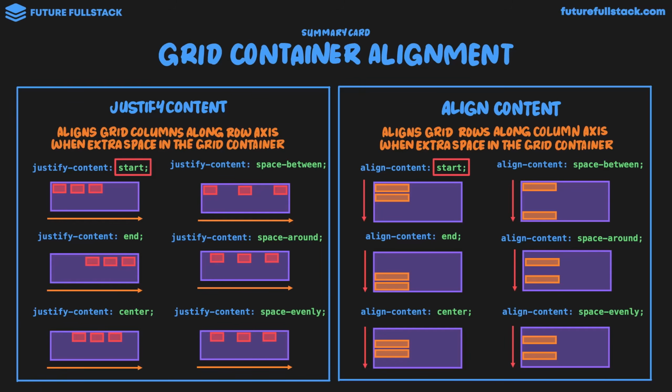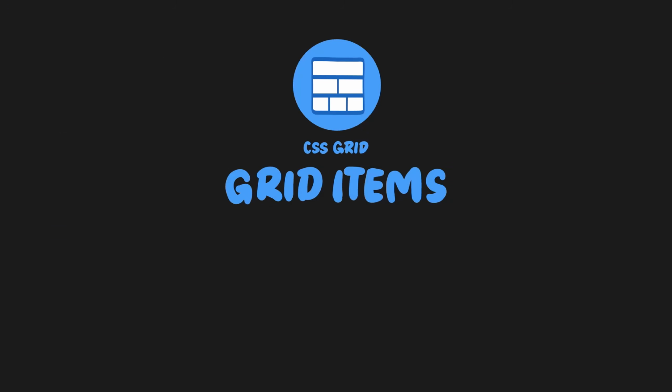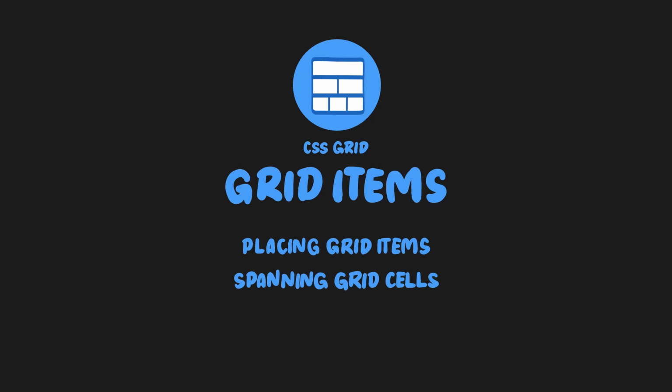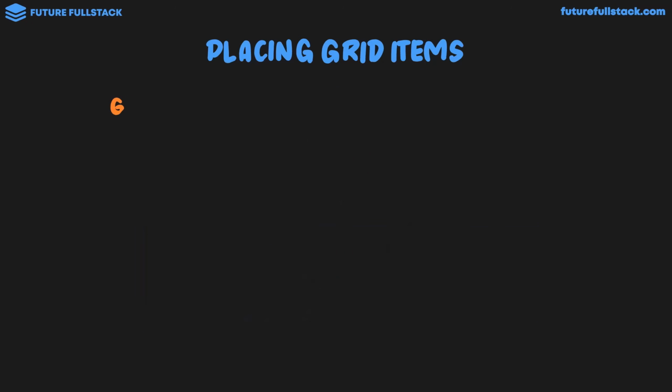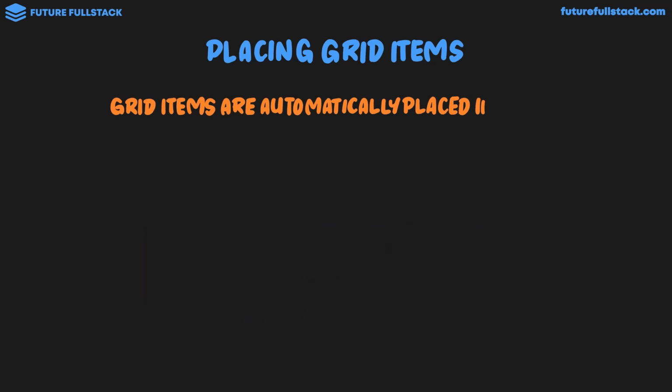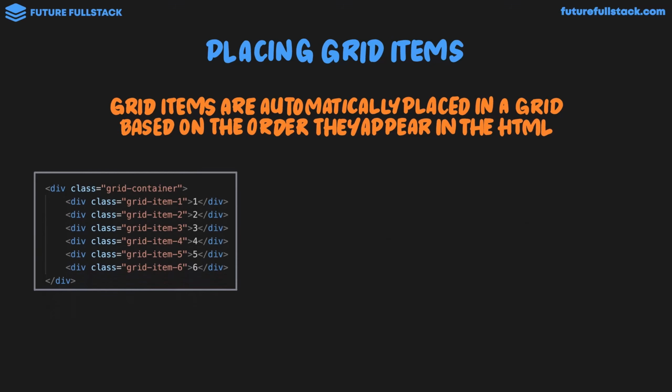In the final chapter, we'll look at how to control the placement and behavior of elements inside a grid with grid items. We'll be discussing placing grid items, spanning grid cells, and aligning grid items. So let's first talk about placing grid items. Grid items are automatically placed in a grid based on the order they appear in the HTML. Let's look at some example HTML, where we have 6 grid items inside a grid container.